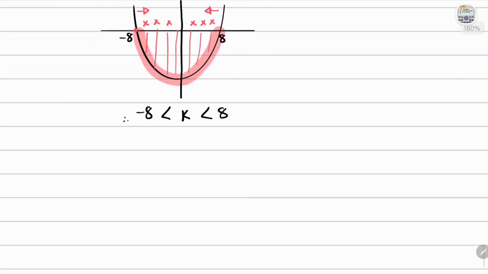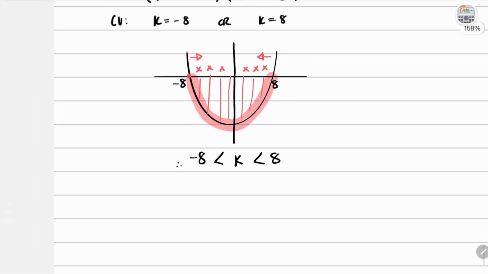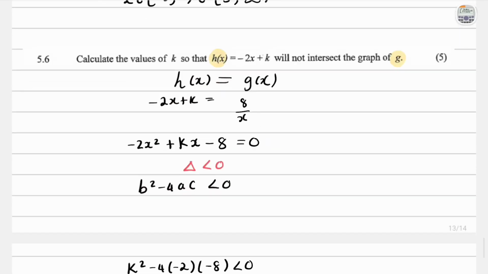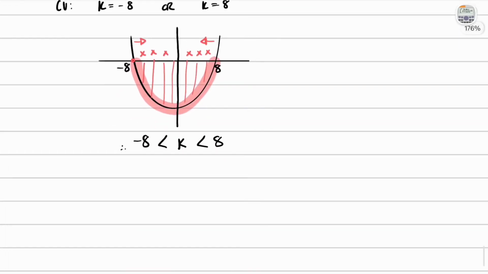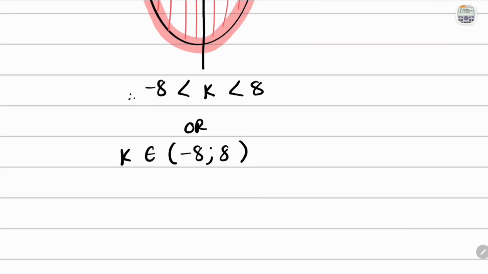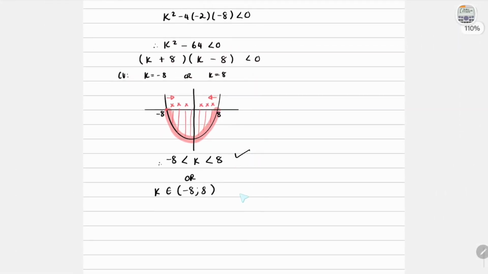If k is greater than negative 8 but less than 8, then we will have non-real solutions, meaning those graphs will not intersect. You can, of course, write this in intervals, which would be like this. K is an element of, and it's going to go from, not square bracket because it's not included, so negative 8 all the way to positive 8. And that will be our answer. You can either write it like that or like this.